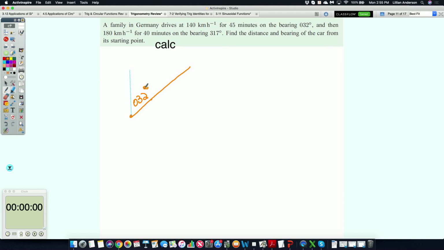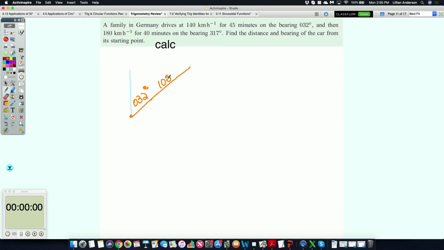And they travel 140 kilometers per hour for 45 minutes. Now, that's not a full hour. So how far did they travel? 105 kilometers. How'd you get that? I multiplied 140 over 60 and then I multiplied that by 45. I did 140 times 45 over 60. I did 0.75.